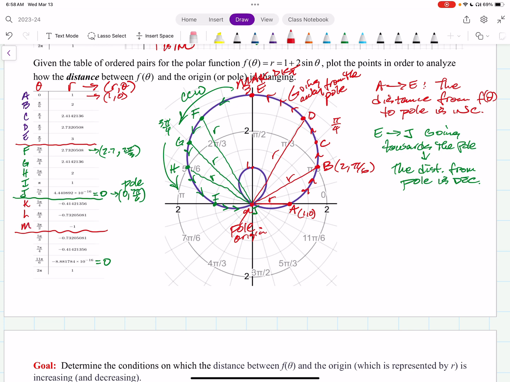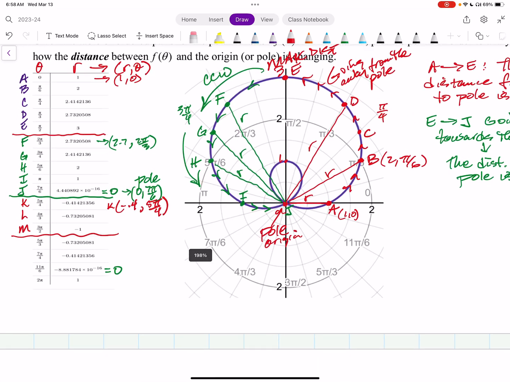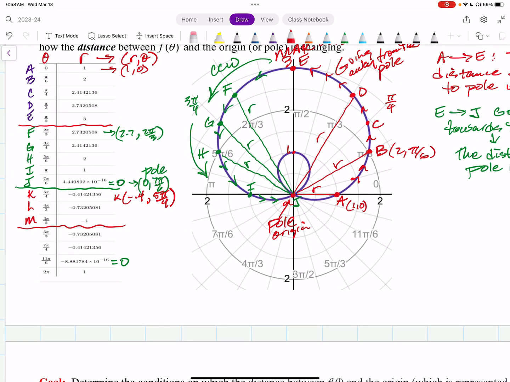Ooh, now this is a little tricky. Now the radius is negative. So now for K, it's negative 0.4, comma, 5 pi fourths. We got to be careful here because the radius is negative. That means we plot 0.4, comma, 5 fourths pi, and then we reflect it. Okay, so where's 5 fourths pi? It's down here, 5 fourths pi. And over here, 7 fourths pi.